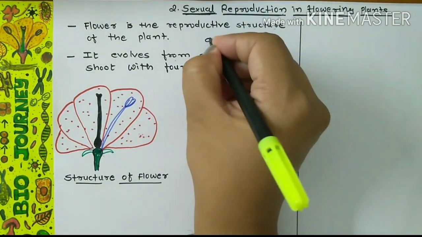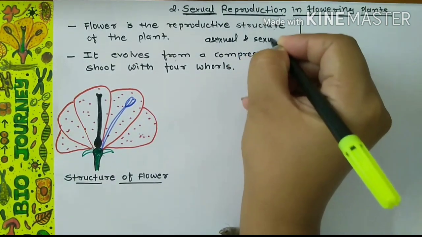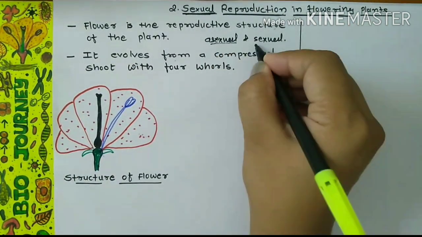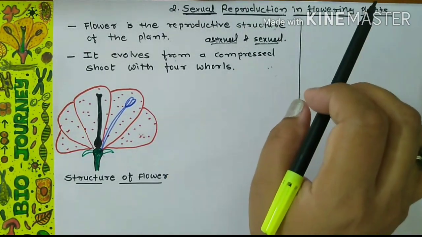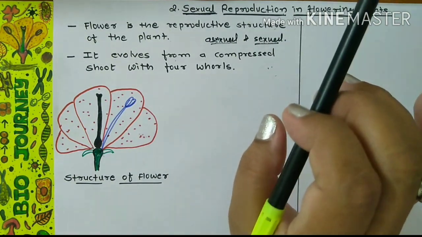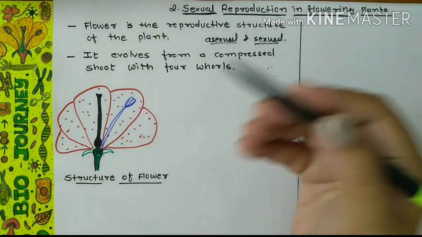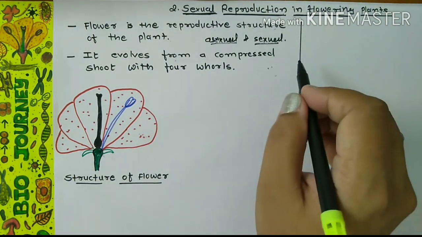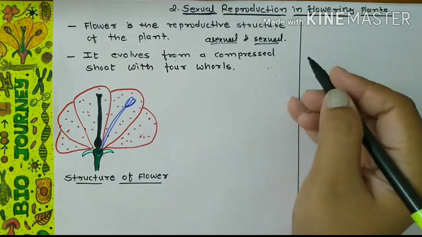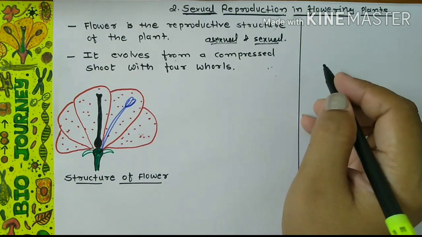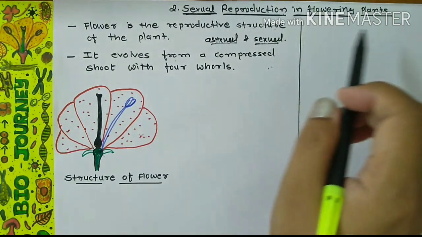These two are the asexual mode and the sexual mode. In this chapter we are going to discuss the sexual mode of reproduction in plants. Sexual reproduction involves the fusion of a male gamete and a female gamete. So the male cell and female cell fuse to form a zygote, and the zygote turns into the young one. In plants, it occurs with the help of flowers.